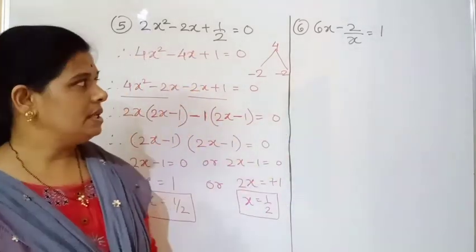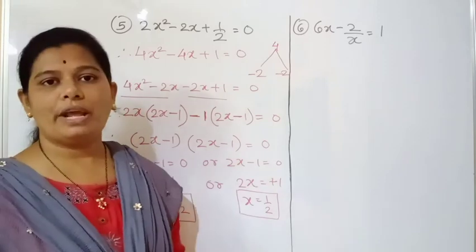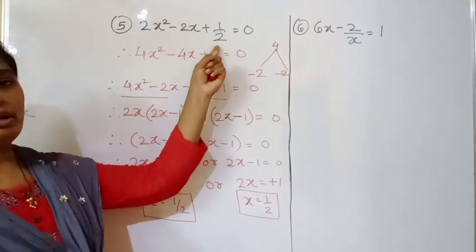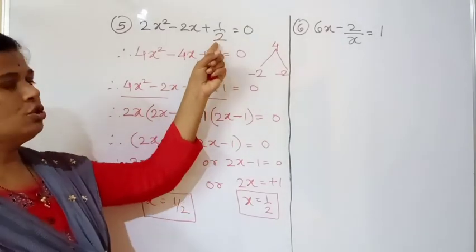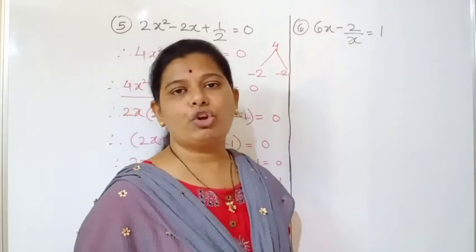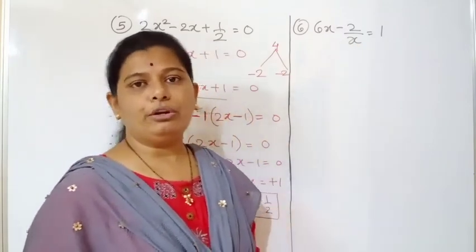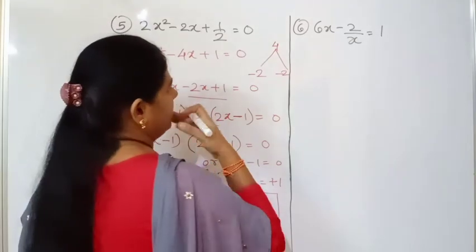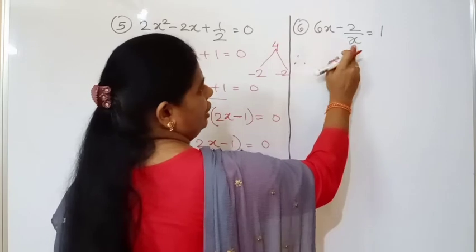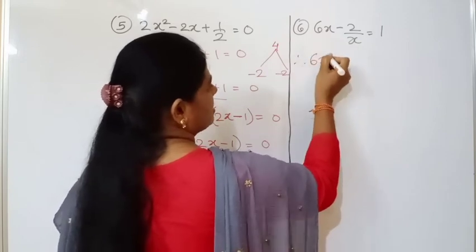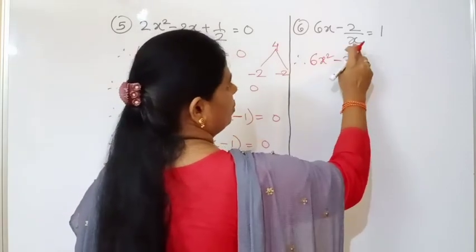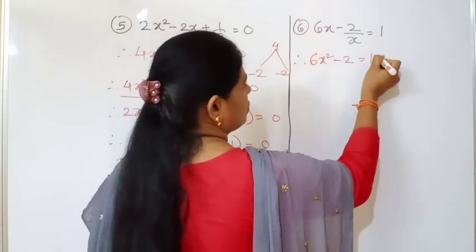example, that is 6x minus 2 upon x equal to 1. Same thing we have to do here, as we removed the denominator in the previous example. We have to remove the denominator x by multiplying it to both the sides. So by multiplying it to both the sides, we get 6x into x. We will get 6x square minus 2 equal to x into 1, that is 1x.